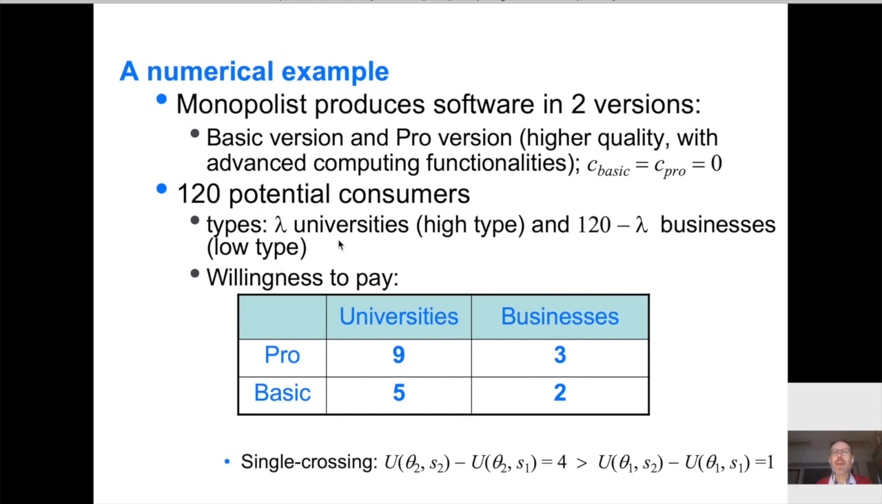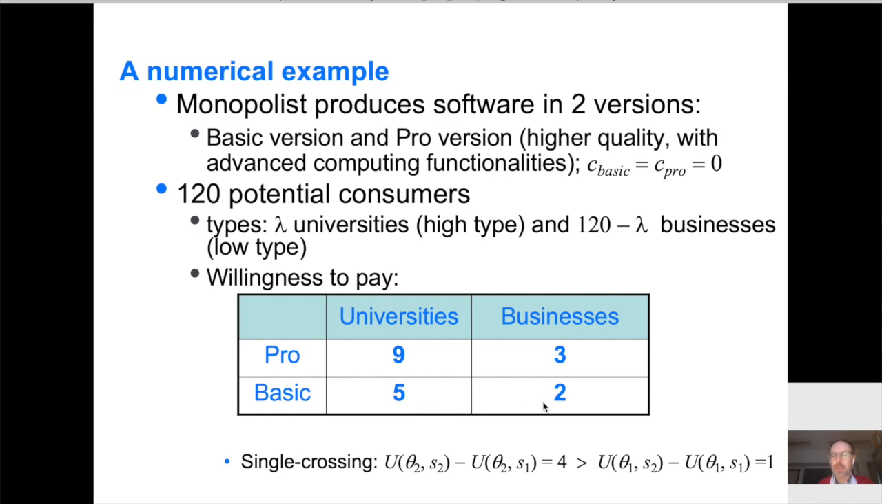So universities are more interested in these advanced computing functionalities, and so they are willing to pay more for the pro version with respect to the basic version than the businesses. Okay, so these are the willingness to pay. Let's detail them. For the pro version, the universities are willing to pay 9 and the businesses are willing to pay 3. And for the basic version, the universities are willing to pay 5 and the businesses are willing to pay 2.